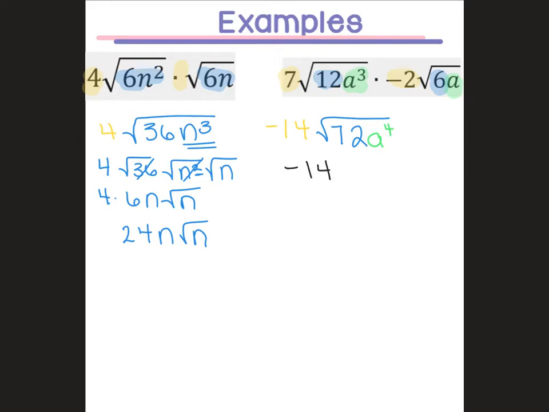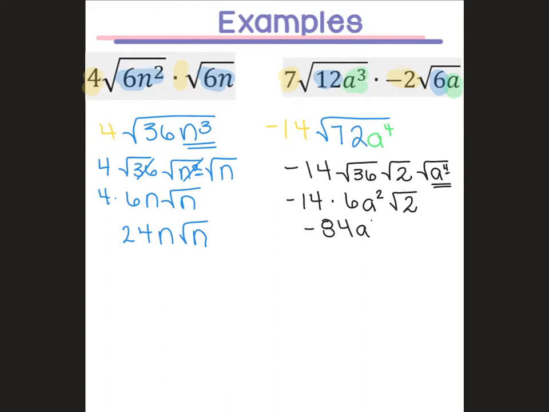So square root of 72 can be rewritten as 36 times 2. And since a to the fourth is already even, we can just leave it as is. The square root of 36 is 6. A to the fourth is even, so we just divide the exponent by 2 and it comes out of the radical. And we have square root of 2 left over. -14 times 6 is -84. And then we have a squared, square root of 2.